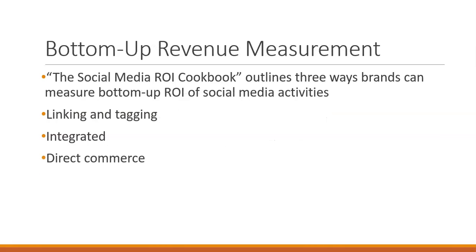Now that we've gotten past the top down, we talk about the bottom up revenue measurement methods. These are also from the Social Media ROI Cookbook, as mentioned in Chapter 7. So the bottom up ways that we talk about are linking and tagging, integrated, and direct commerce. These methods are a little bit easier to track than previously mentioned methods.